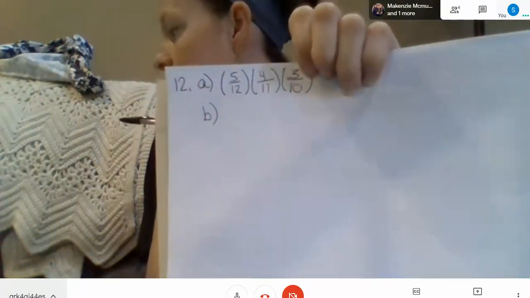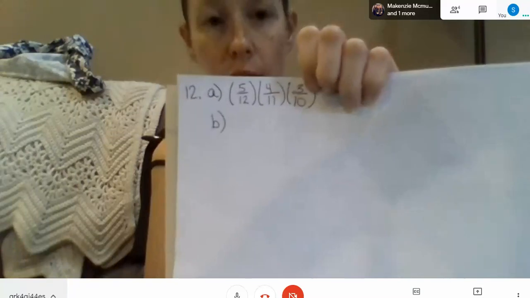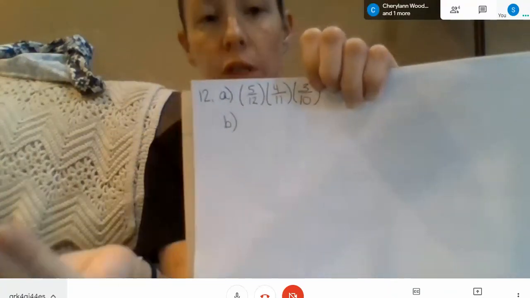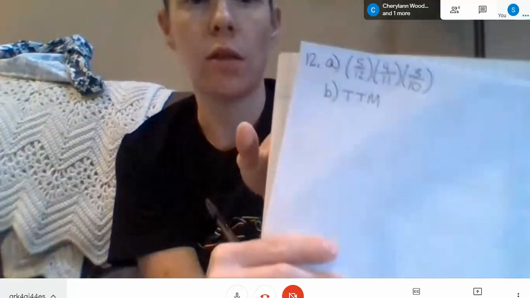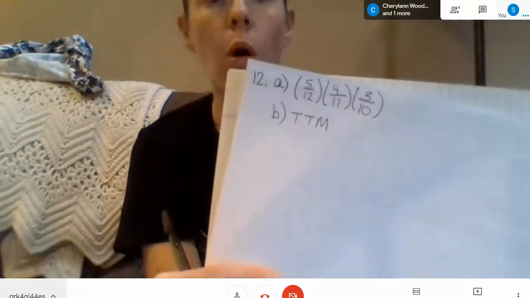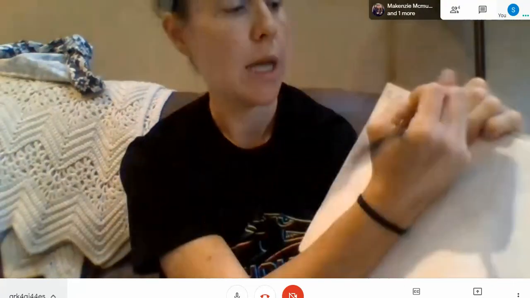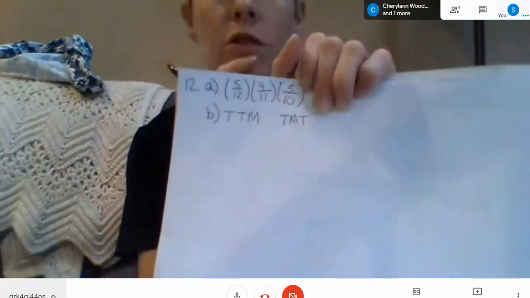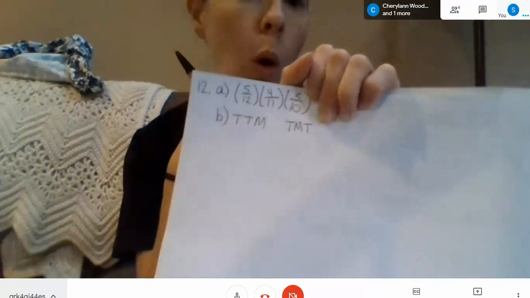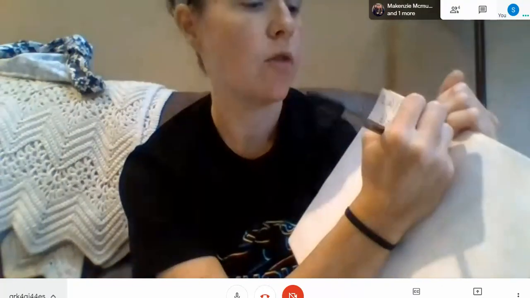Part B. I want the probability that 2 are traditional. So 2 are traditional, that means one of them has to be meat. So it might be that the first 2 are traditional and then the third one is meat. Or it might be that the second one is the meat can and the first and last were traditional. Or it could be that the first can I picked was meat and the other 2 are traditional.